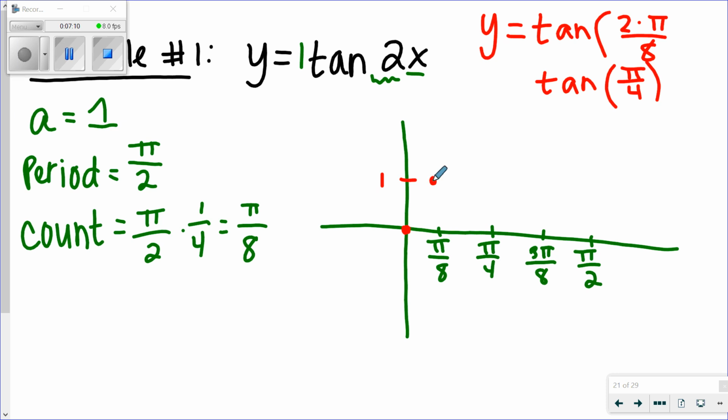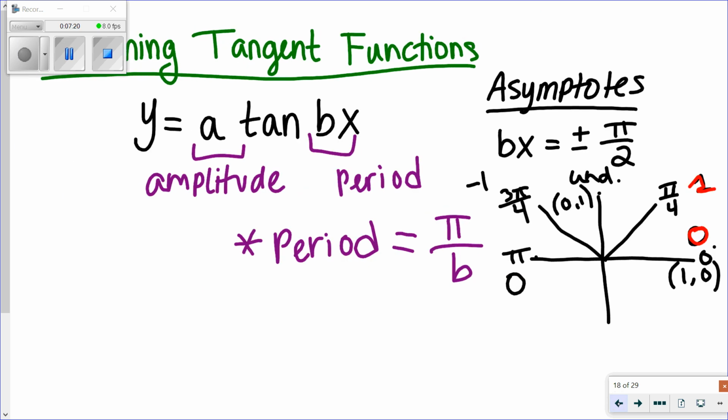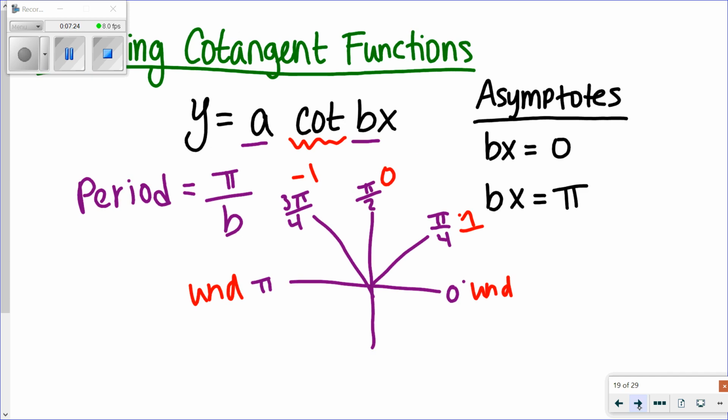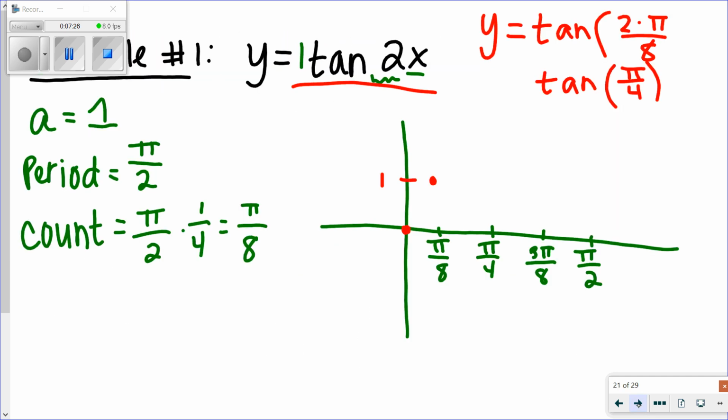If we plug in pi over 4 into our function, we end up with the tangent of 2 pi over 4, which reduces to pi over 2. The tangent at pi over 2 is undefined, which means we're going to draw an asymptote. You should remember from Algebra 1 and Algebra 2, an asymptote is going to look like, in our case, a dotted line that goes vertically when we graph tangent and cotangent functions.